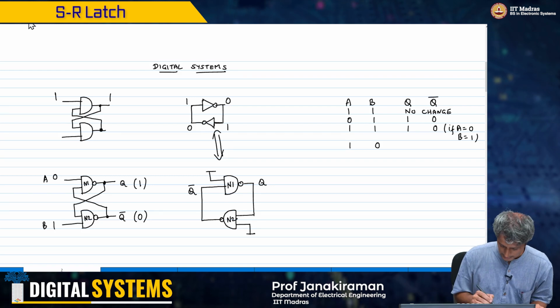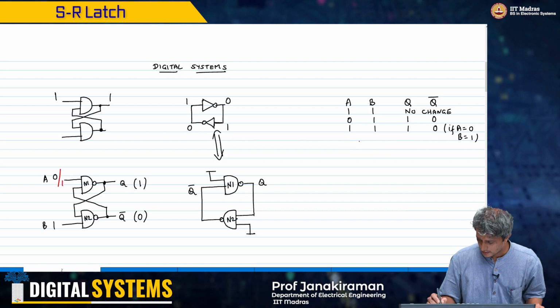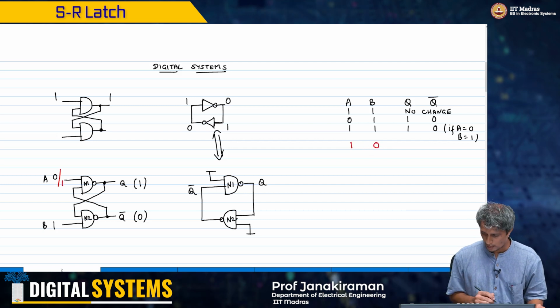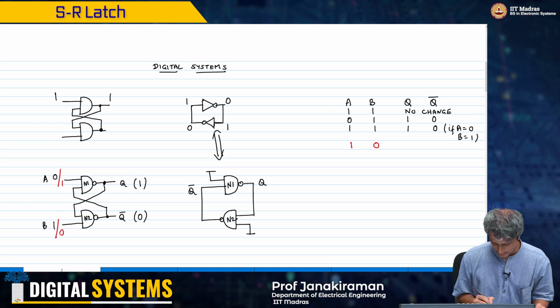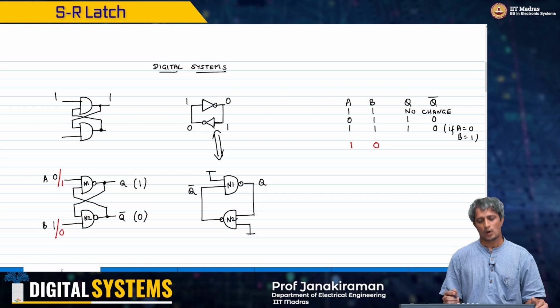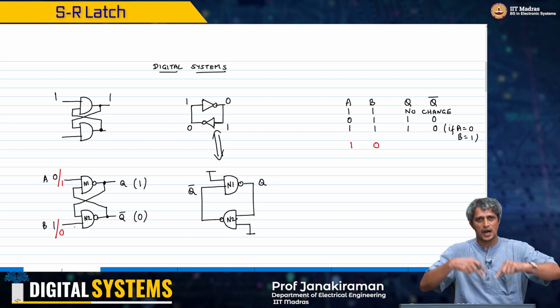So let us look at that. I am going to write this in red. If A equal to 1 and B equal to 0, then it's quite obvious, you have to analyze it the other way around.